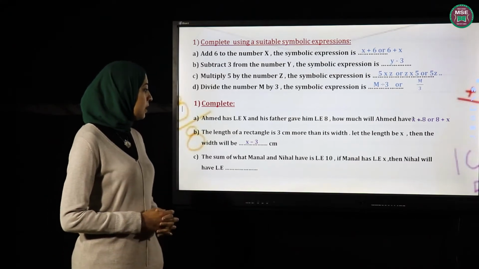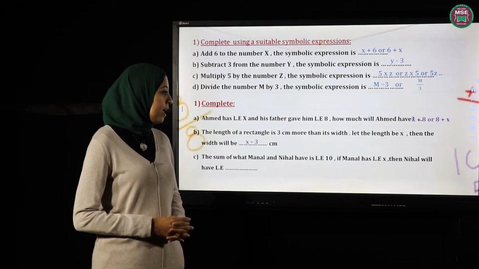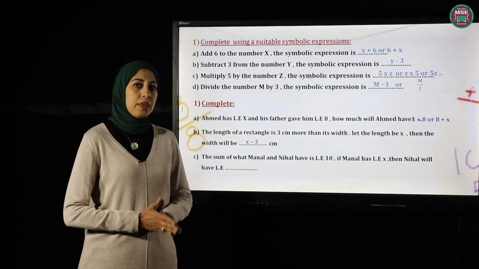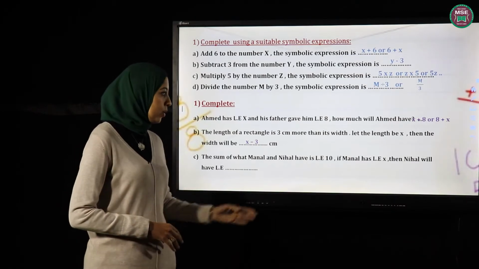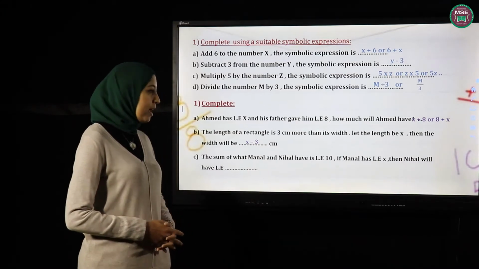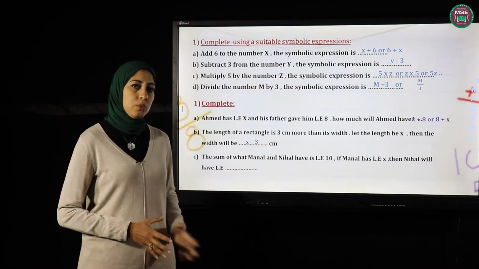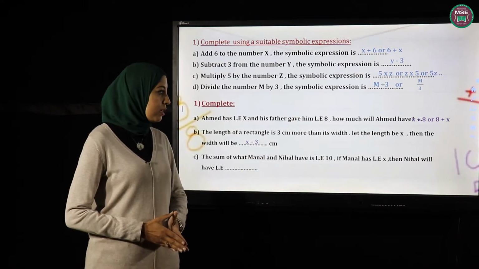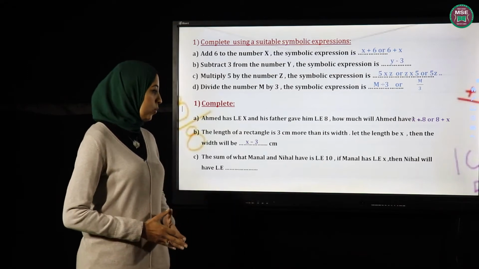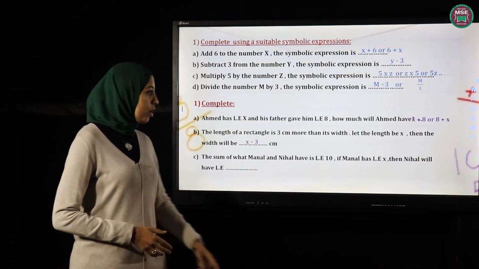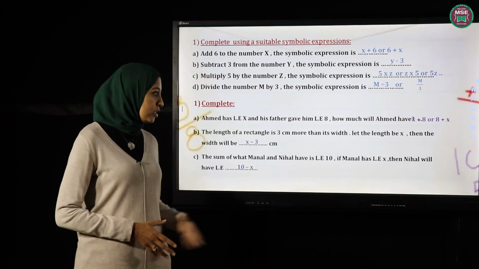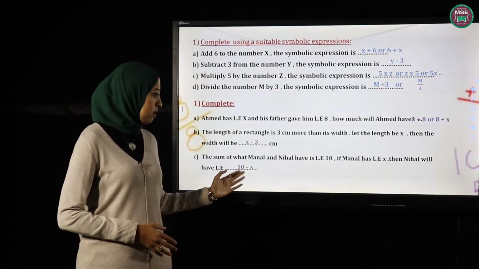Number C, the sum of what Manal and Nihal have is 10 LE. 10 LE is the total of what they have both, the total, okay? If Manal has LE x, then Nihal will have what? I have the total, which is 10, and I have x. What Manal has is x. So Nihal will have 10 minus x. The total minus what Manal has, 10 minus x.